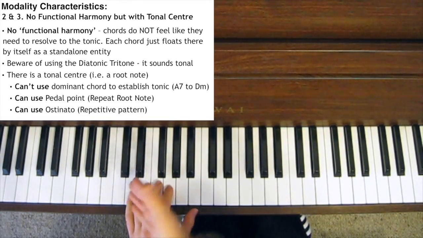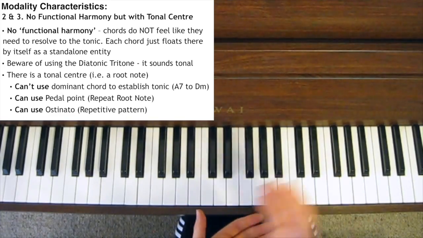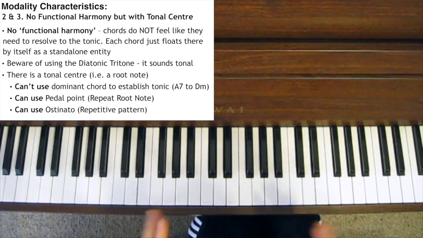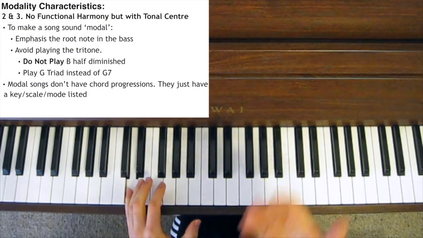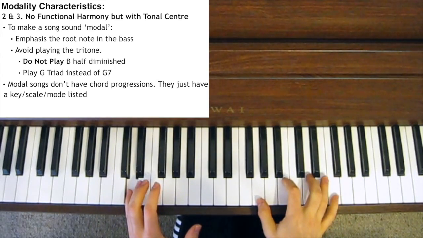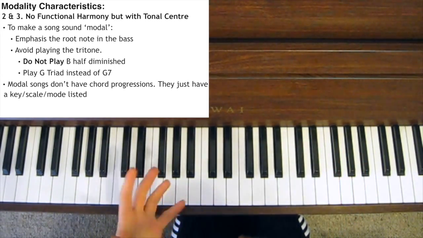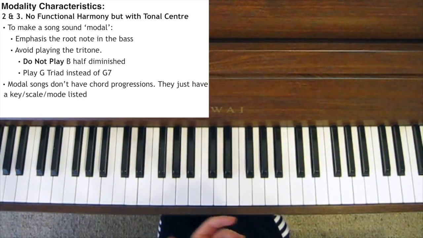So because I'm repeating that note D, the root note, on the first beat of each bar, it sort of establishes that as the tonal center, as the root note. So essentially you want to emphasize the root note in the bass and then avoid playing that tritone, either in the chord G7 or B half diminished, in your right hand. And so because modal chords don't have functions, they don't really have to go anywhere.